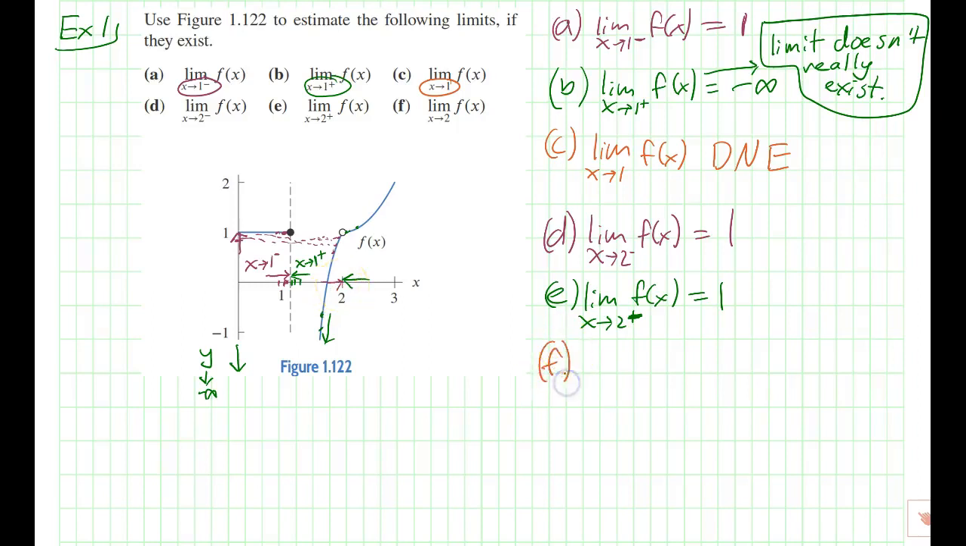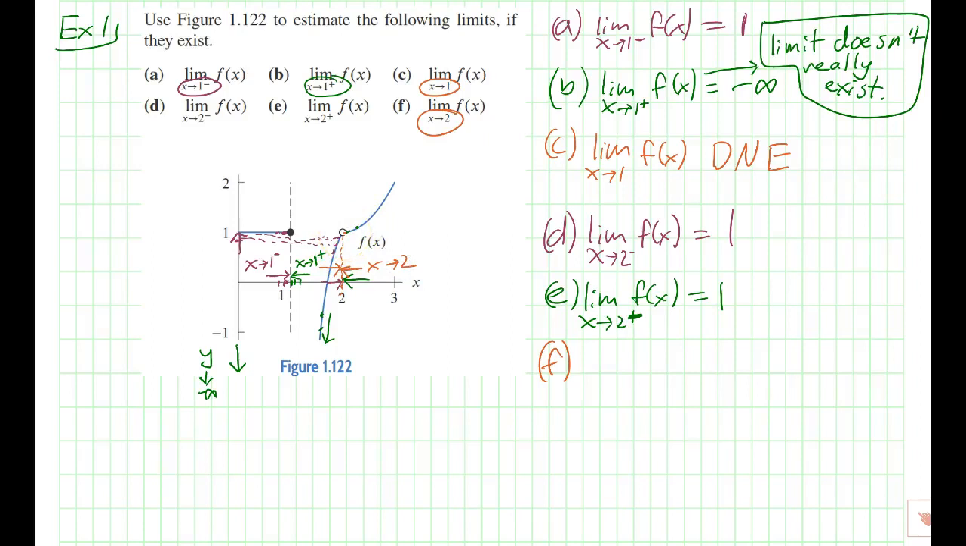So to do f here, we just are looking at values on the left that are approaching 2 and values on the right side that are approaching 2. Either way, they're getting closer to the number 2.